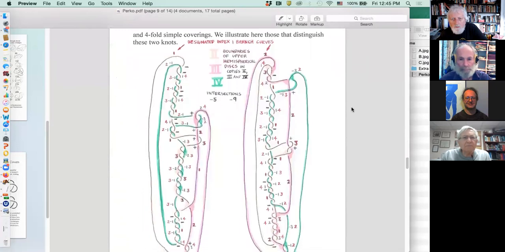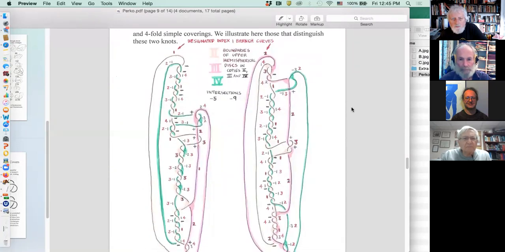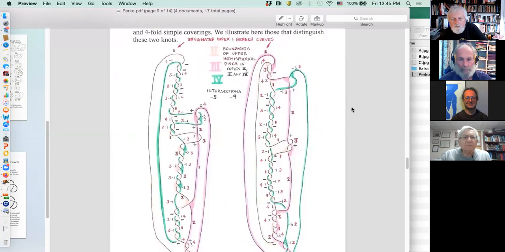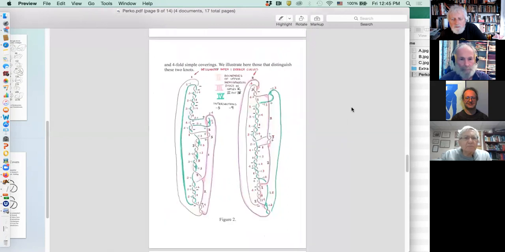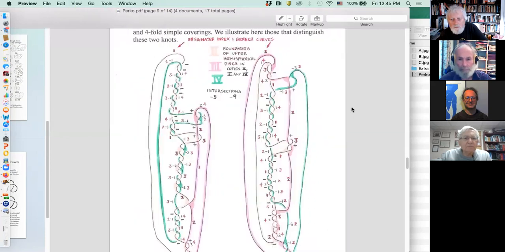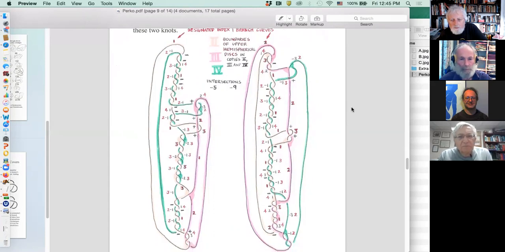Berman, when they invented the Jones polynomial, Berman found these 2 lovely knots that had the same Jones polynomial, but could be proven different by calculating the linking number in their 4-fold covers. And this is just an exercise on how to do that. And if you can scroll more, Lou.